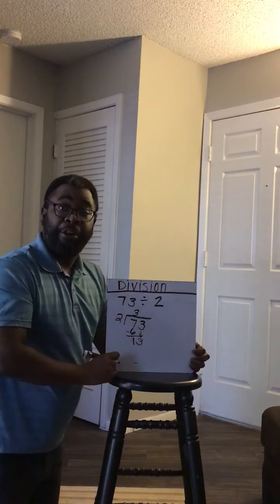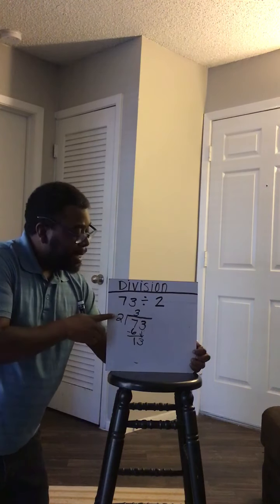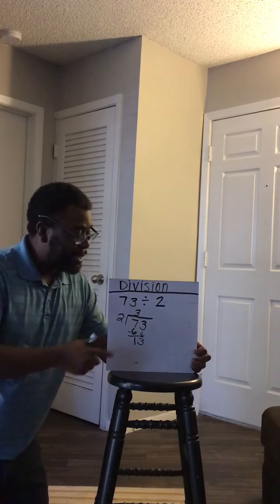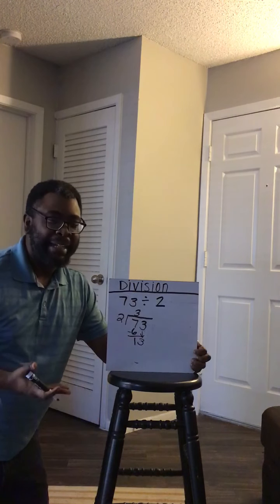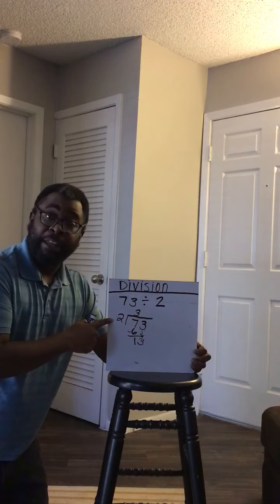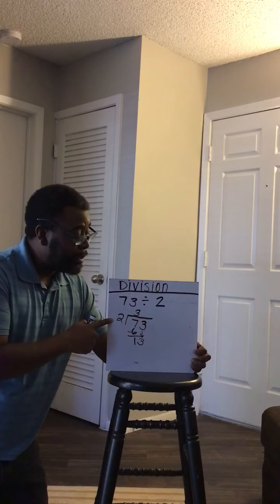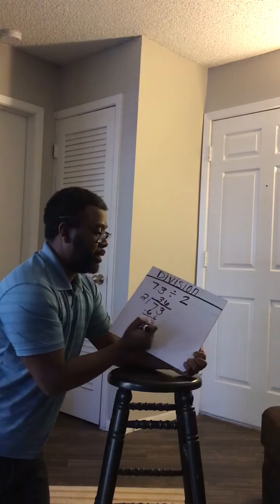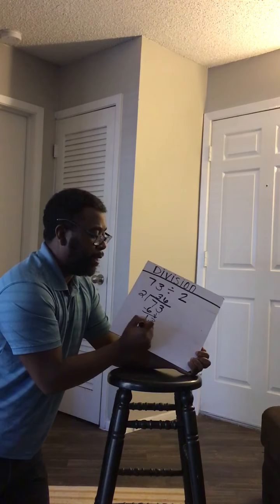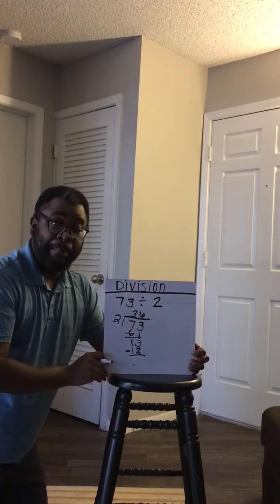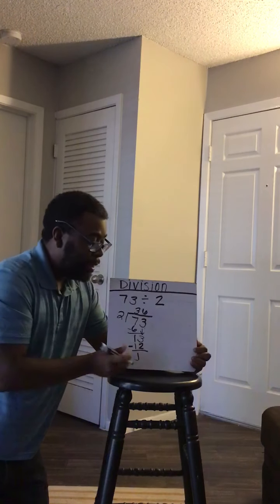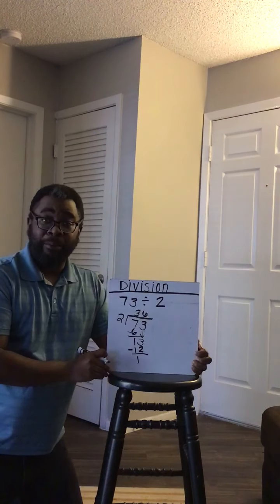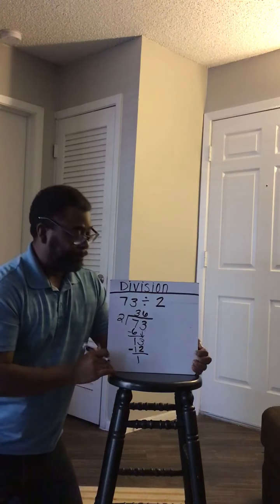That becomes 13. Now, how many times does 2 go into 13? 2 times what gets me 13, or as close as I can get? Well, if I looked at a multiplication chart, 2 times 6 is as close as I can get to 13. And 2 times 6 is 12. 13 minus 12 leaves me with 1. Uh-oh, I have a remainder, and I'm out of numbers to bring down. This is where you get your decimal.